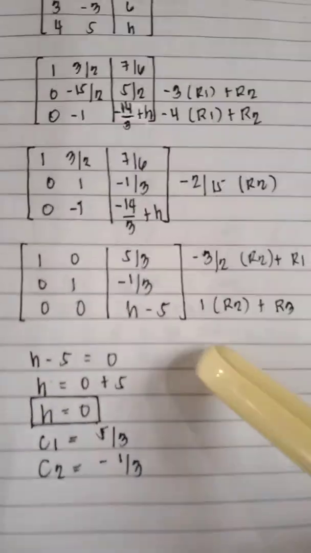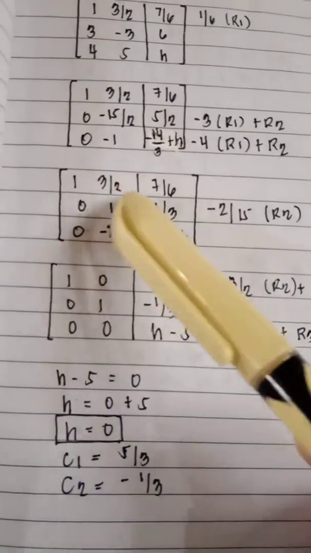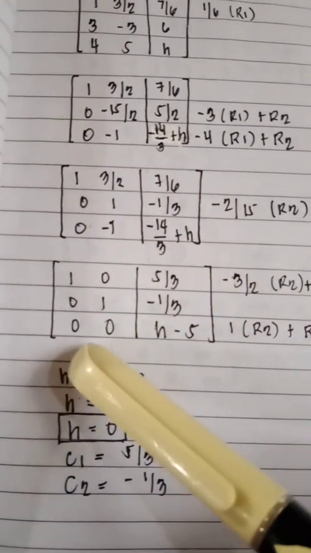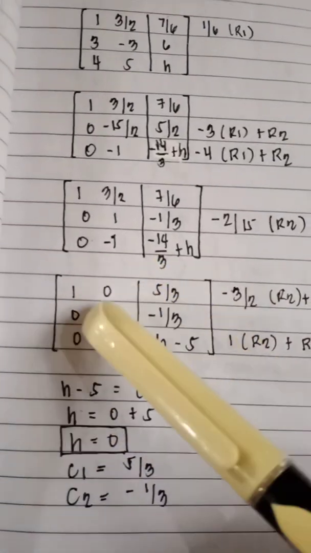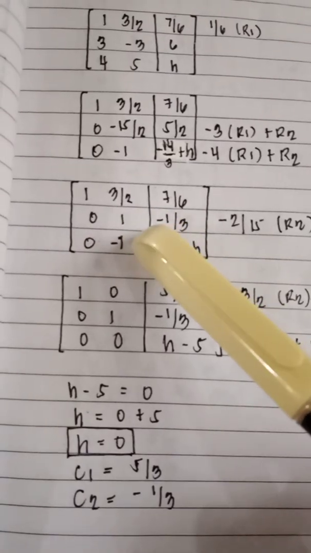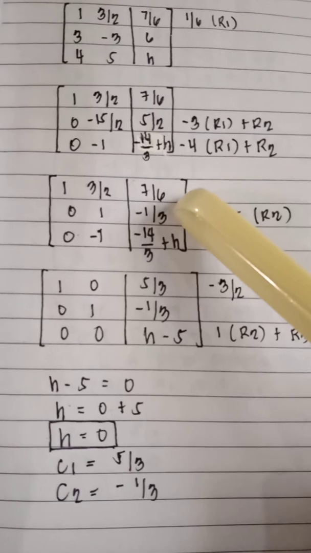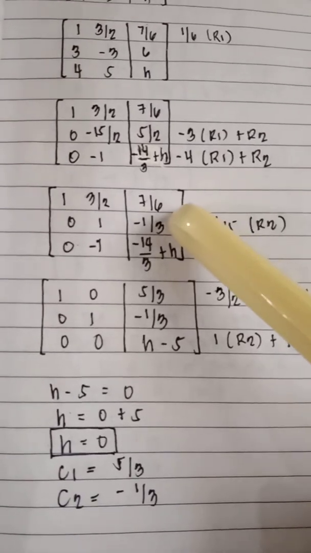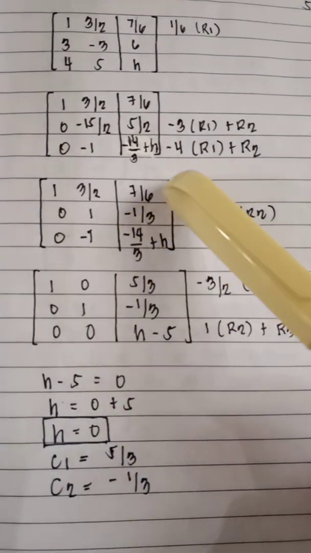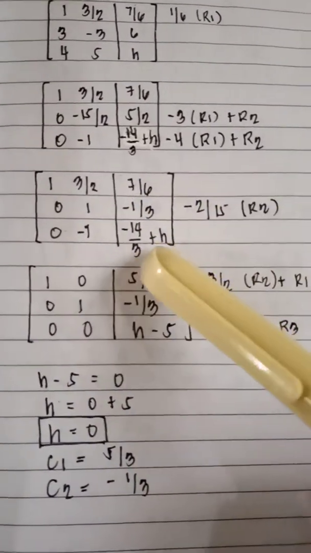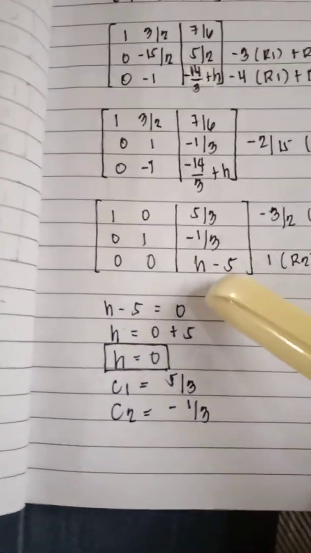In R3, 1 times 0 plus 0 is equal to 0. 1 times 1 plus negative 1 is equal to 0. 1 times negative 1 over 3 plus negative 14 over 3 plus h is equal to h minus 5.